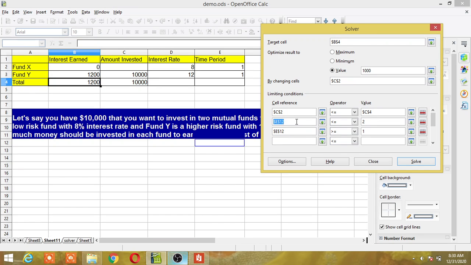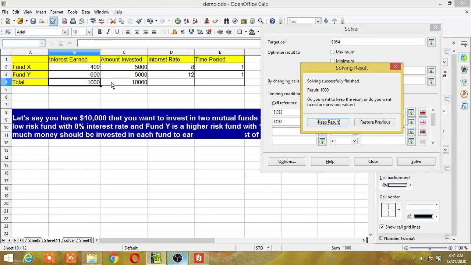Now I'll give one more condition here. C2 should be greater than or equal to 1. At least 1 rupee I have to invest. For this I have not saved 1 anywhere, so I'll just type a 1 and I will clear this, which was from the previous example. So I've given the conditions C2 should be less than or equal to C4, which is 10,000. At the same time it should be greater than or equal to 1. And when I click on solve, this will give me the amount.